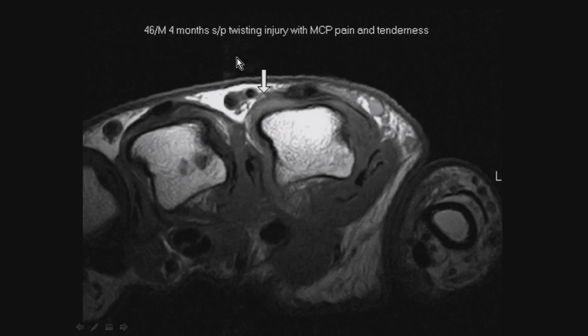Other patients with these sagittal band injuries, here's a 46-year-old male, had a twisting mechanism of injury involving the hand with acute onset of pain and swelling of the index metacarpal phalangeal joint. Has two injuries here. First of all, notice that the extensor mechanism is not centered on that metacarpal head. It's subluxed here radially due to an injury involving the ulnar sagittal band.